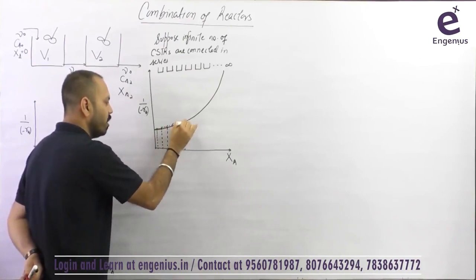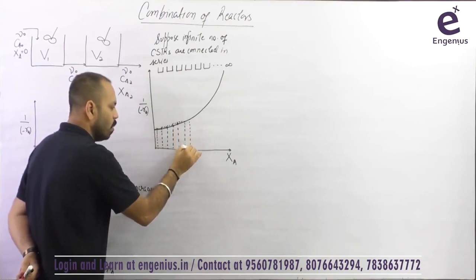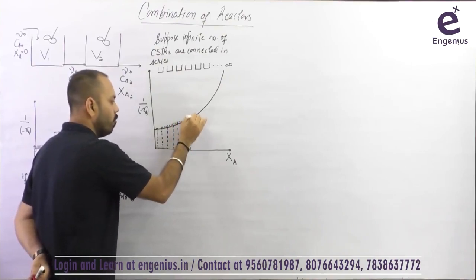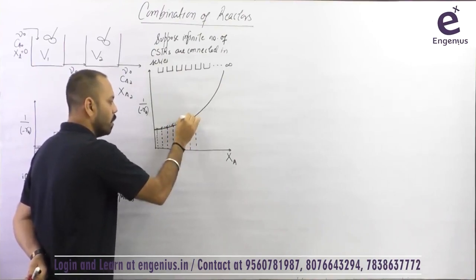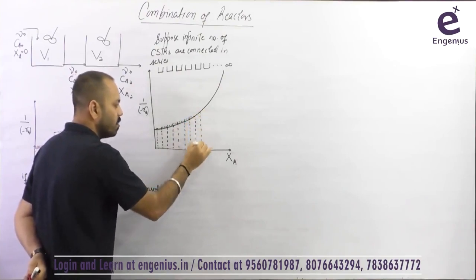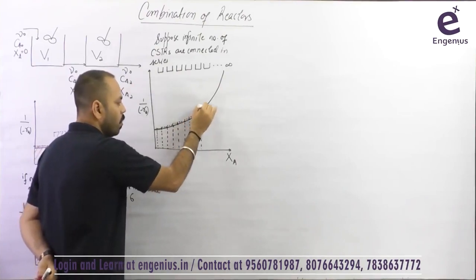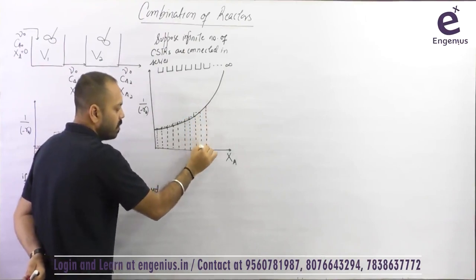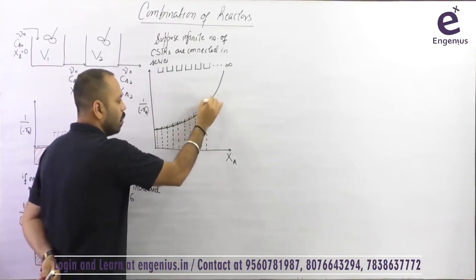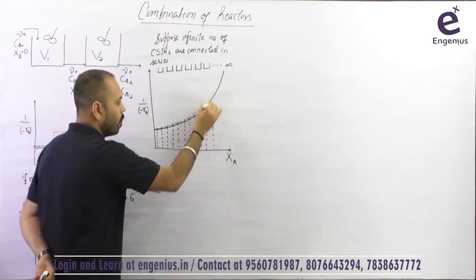Of course, I cannot show infinity here, so I have to show a few, because infinity cannot be shown on this graph. I'm trying to show as many CSTRs as possible here. So, a number of CSTRs like this.